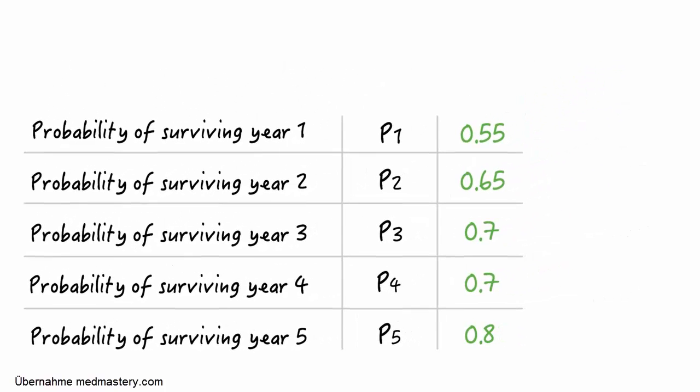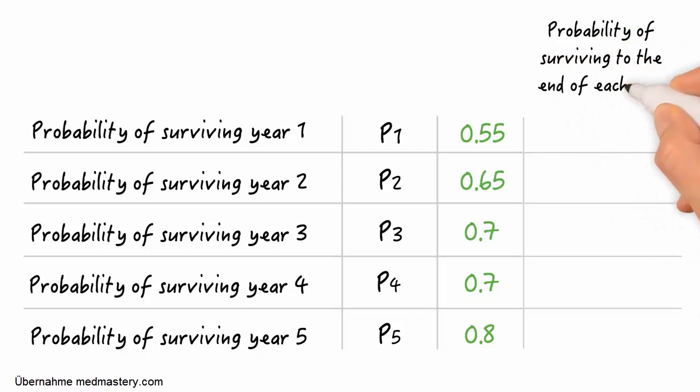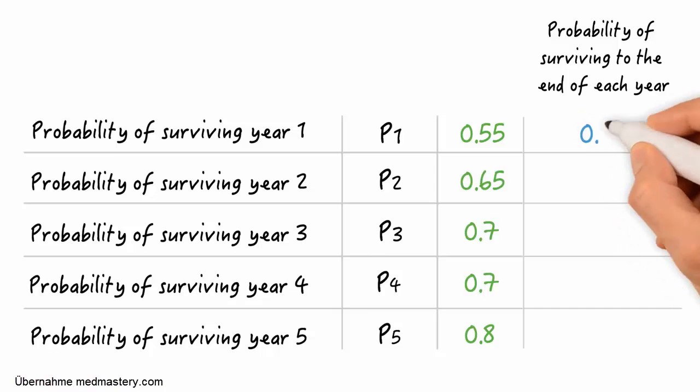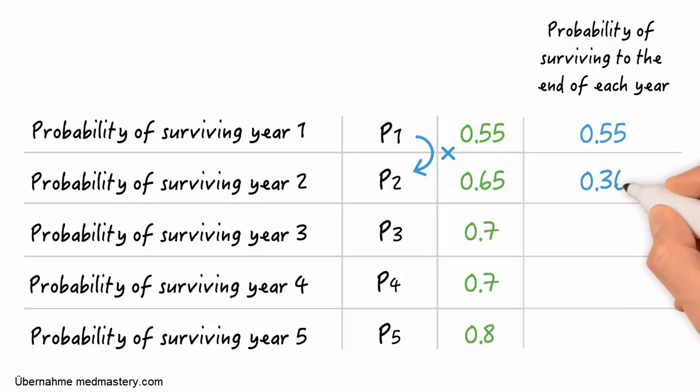Now let's look at the data slightly differently. What's the probability of surviving to the end of each year for someone who joins the study? Let's start with year 1. What's the probability of surviving to the end of year 1 for someone who joins the study? Well, that's the same as surviving year 1, so 0.55. What's the probability of surviving till the end of year 2 for someone who joins the study? Well, that's the product of the probability of surviving year 1 and year 2. So 0.55 times 0.65, and that's 0.36.